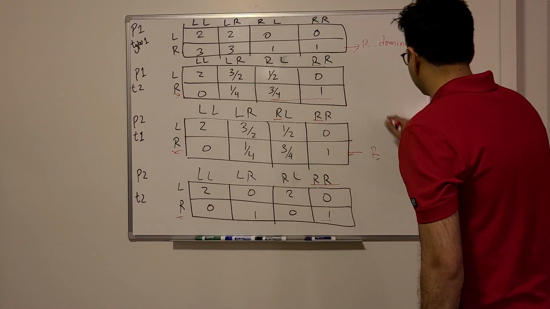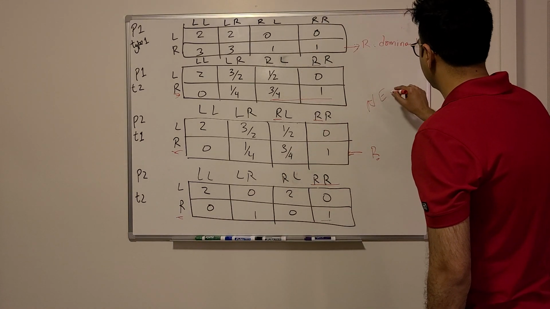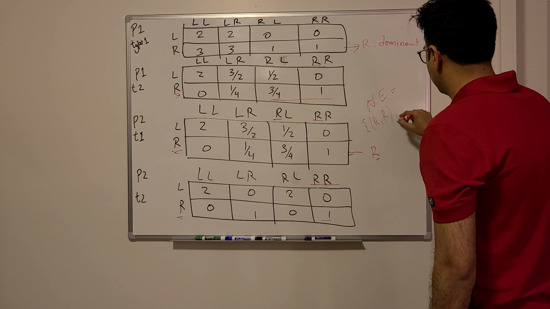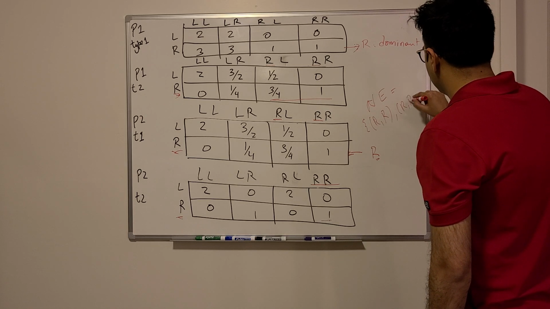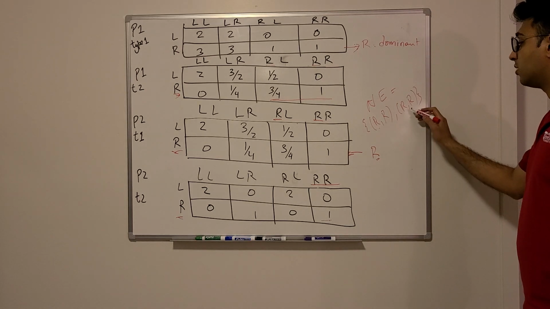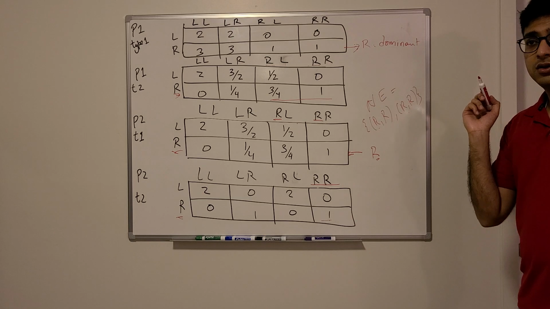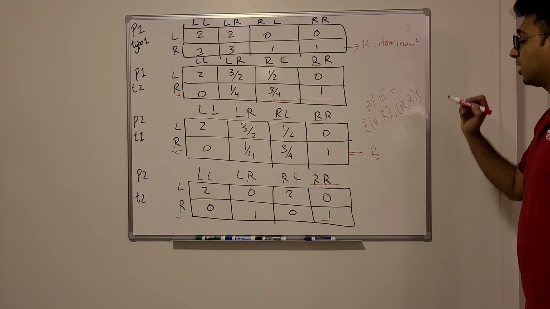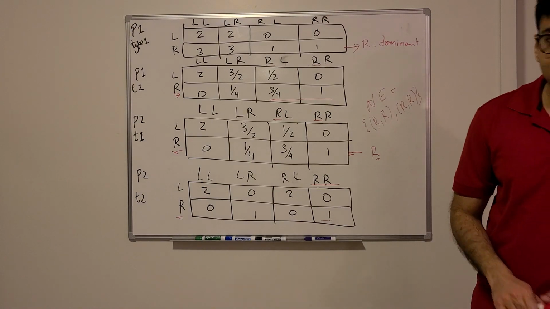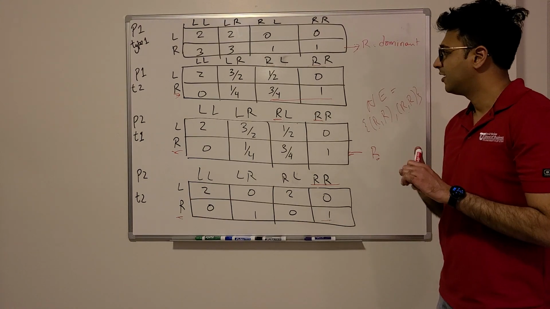And so the only Nash equilibrium of this game will be one where player 1 type 1 plays R, player 1 type 2 plays R, player 2 type 1 plays R, and player 2 type 2 plays R. Okay, end of video.